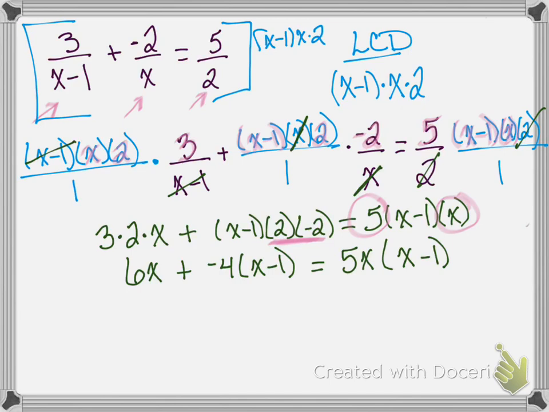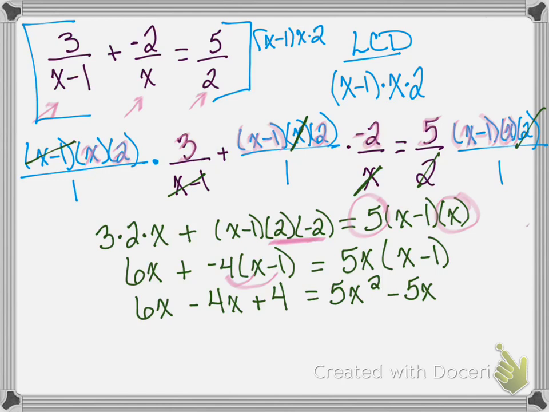Now, another line of simplifying. So I've got 6x minus 4x plus 1, or I'm sorry, plus 4. Minus 4x, because we're distributing here, negative 4x times x and negative 4x times negative 1. Then I've got 5x squared minus 5x.